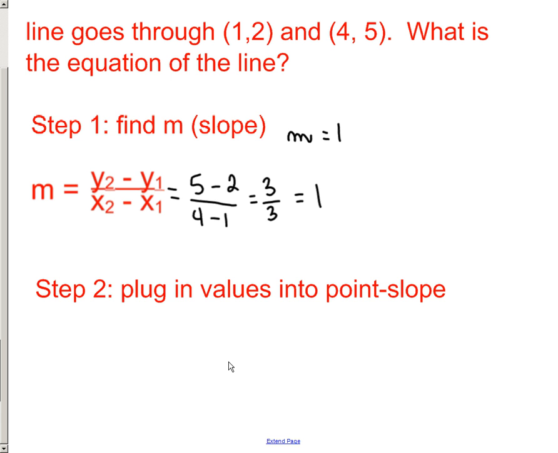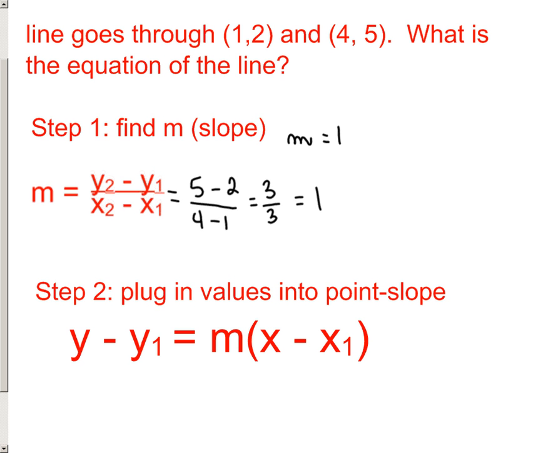Well, we take our information and we plug it into the point-slope formula, which is y minus y1 equals m times the quantity x minus x1. The m stands for the slope. We have the slope. And then you see the y1 and x1.